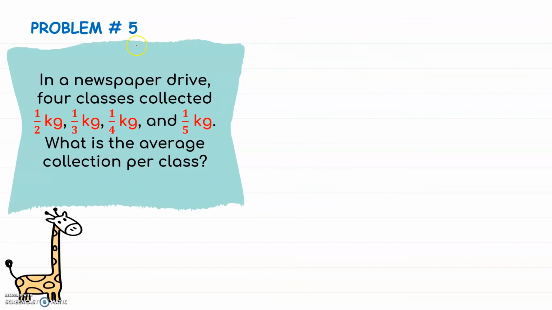Let's have problem number 5. In a newspaper drive, 4 classes collected 1/2 kilogram, 1/3 kilogram, 1/4 kilogram, and 1/5 kilogram. What is the average collection per class? In this problem, we are asked to find the average.